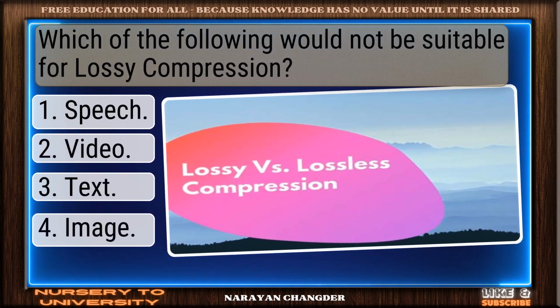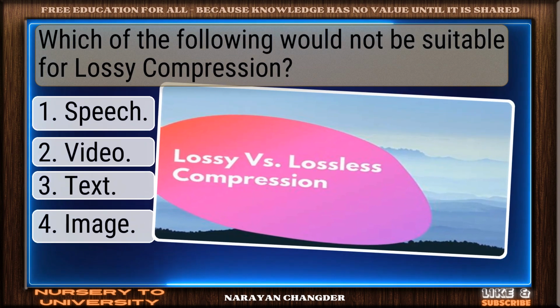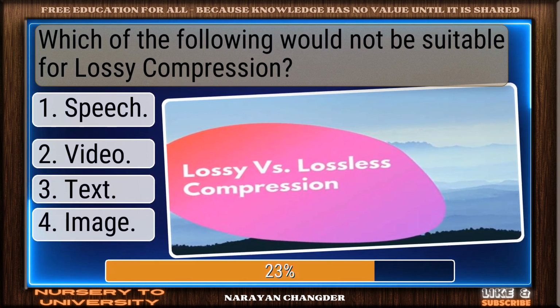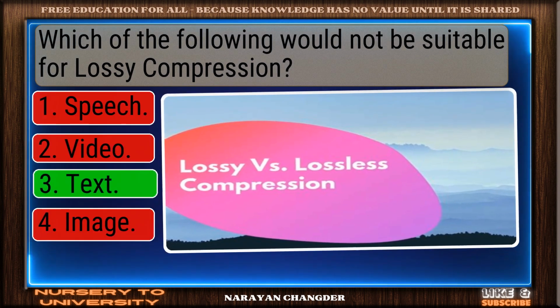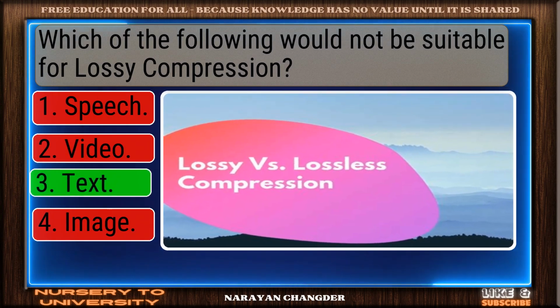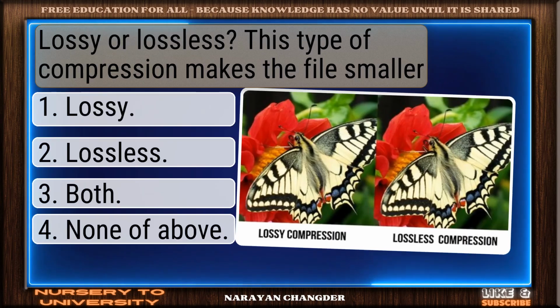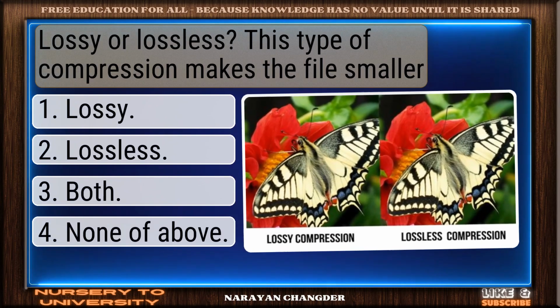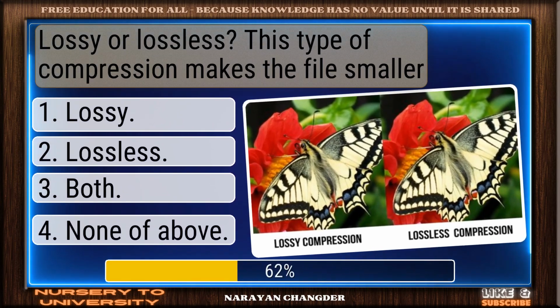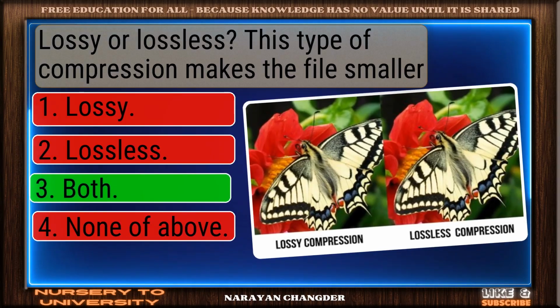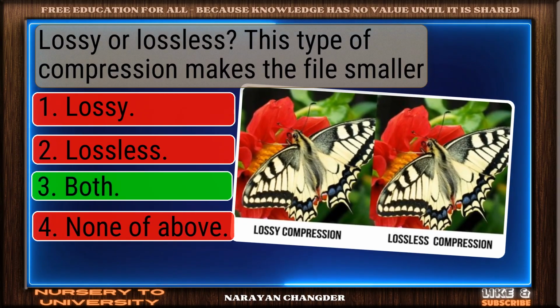Question number 45. Which of the following would not be suitable for lossy compression? Sharp thinking. Text is the right choice. Question number 46. Lossy or lossless? This type of compression makes the file smaller. Smart move. Both is an accurate answer.